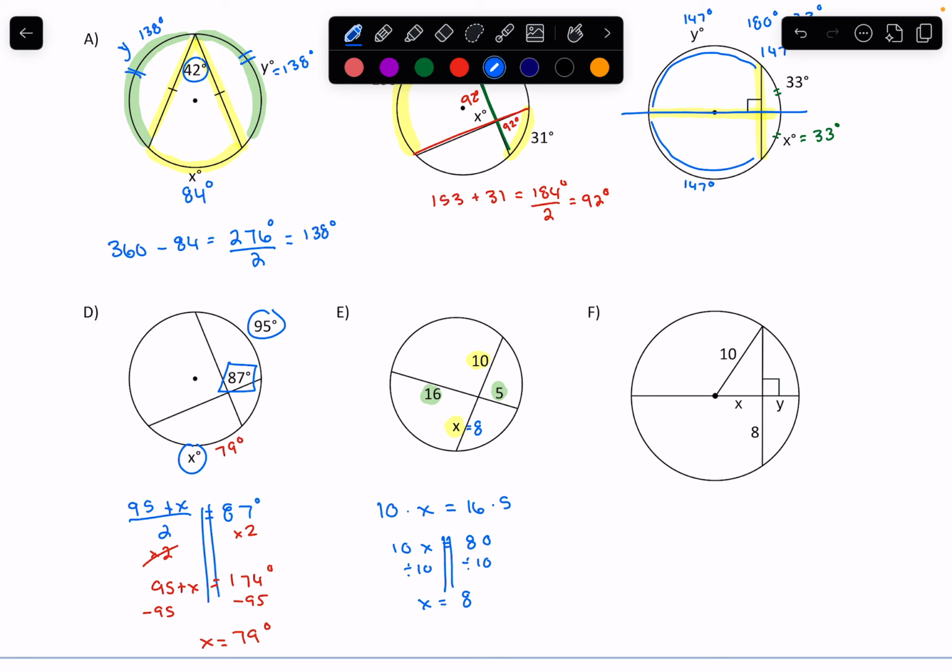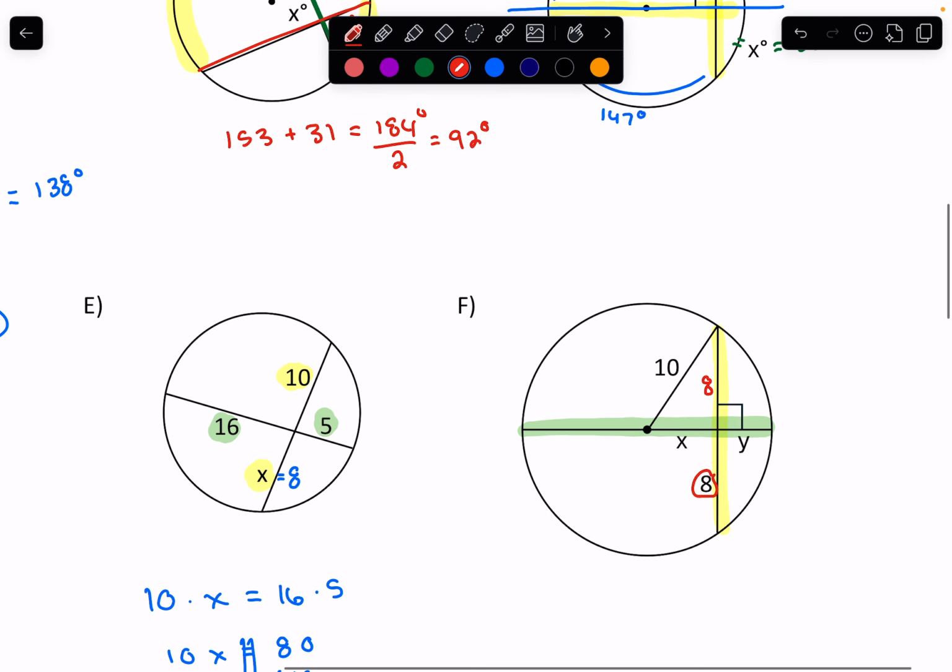Now, F looks like there's all sorts of stuff going on. I notice a diameter right here, and I notice that it is perpendicular to this chord. So that tells me that the arcs and the parts of the chord are cut in half. So if this is 8, then that means that this is 8 as well.